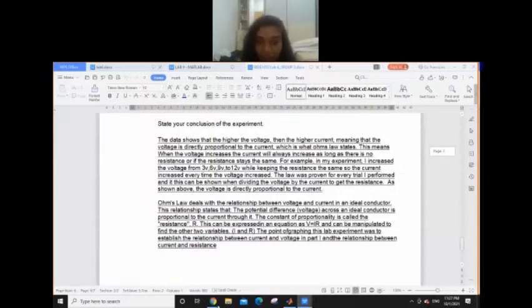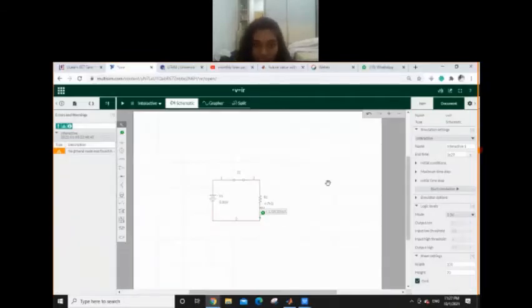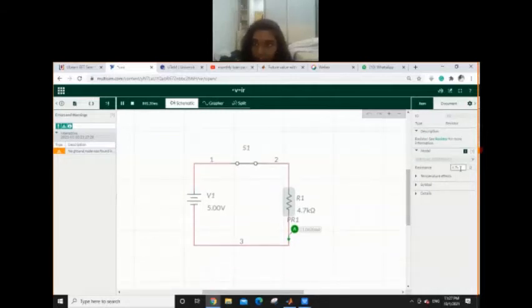I would like to show our simulations as well. Okay, so this is the simulation that we did, and when you run it, we will get the values from the current probe, while we can change the voltage value here and also the resistance value here. We can change it from here, and here also.